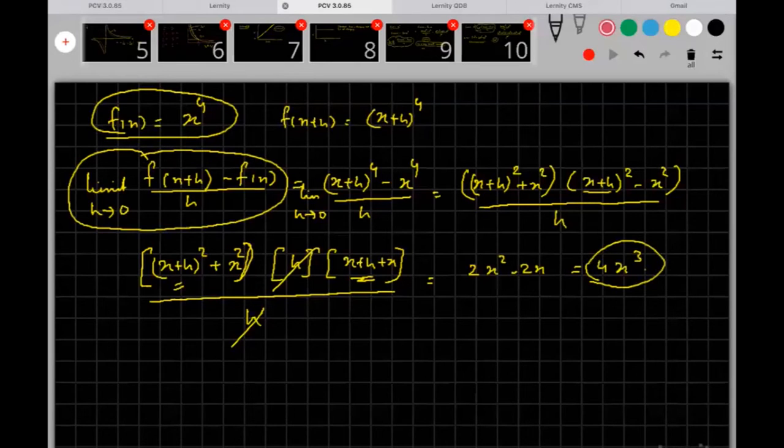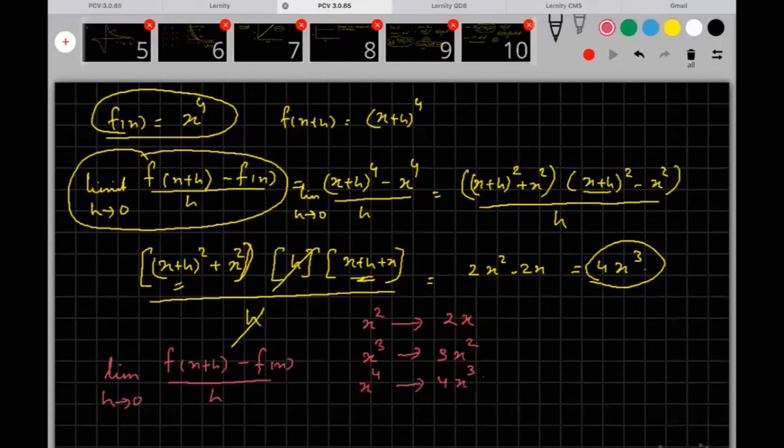I performed this operation, that is limit h tending to 0 of f of x plus h minus f of x by h, on x square, and I got 2x. I did it on x cubed and I got 3x square. I did it on x power 4 and I got it as 4x cubed. So if I do the same operation on x power 5, what will I get?